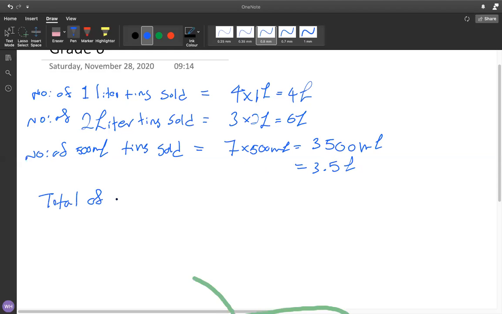Total amount of, don't write on the screen, okay? The one who will write will be removed.